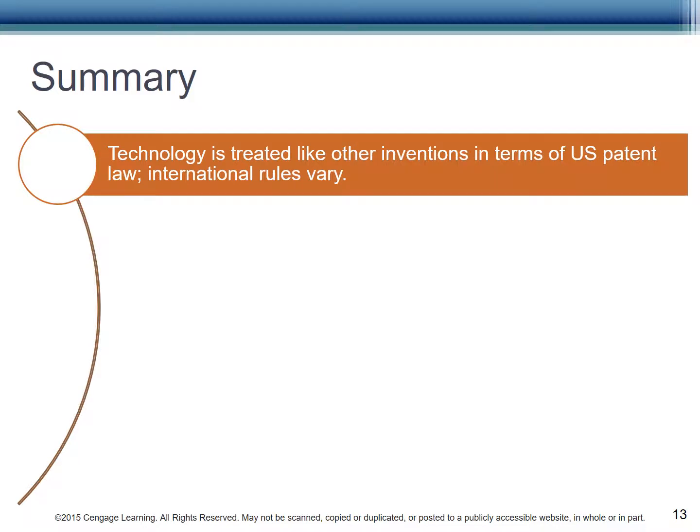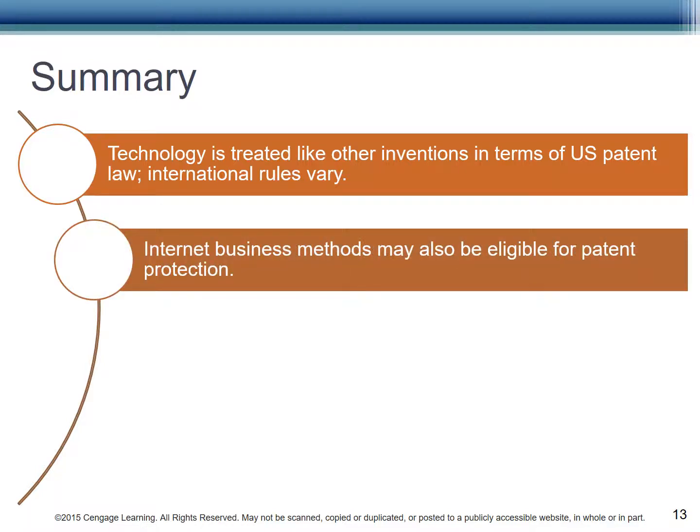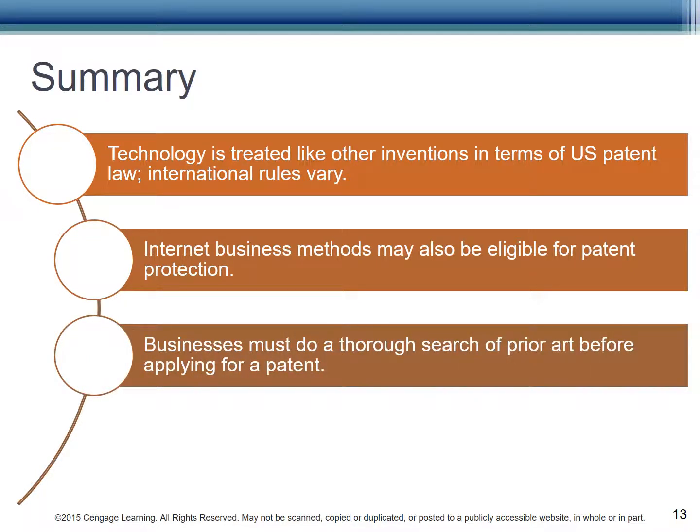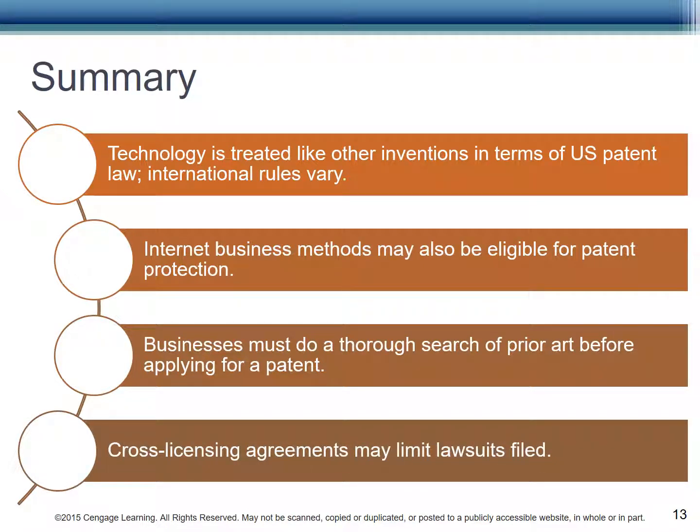In summary, technology is treated like other inventions in terms of U.S. patent law. International rules vary. Technology patents have only been patented for the last 20 or so years in the U.S. Internet business methods may also be eligible for patent protection, although we are seeing a decline in approvals for these types of patents. Businesses must do a thorough search of prior art before applying for a patent. The USPTO cannot and will not do it for you, but your competitors will. Cross-licensing agreements may limit lawsuits filed, and they are particularly popular among large companies.